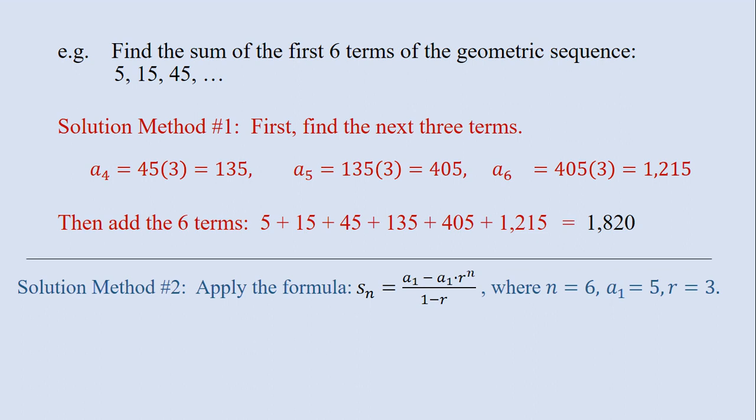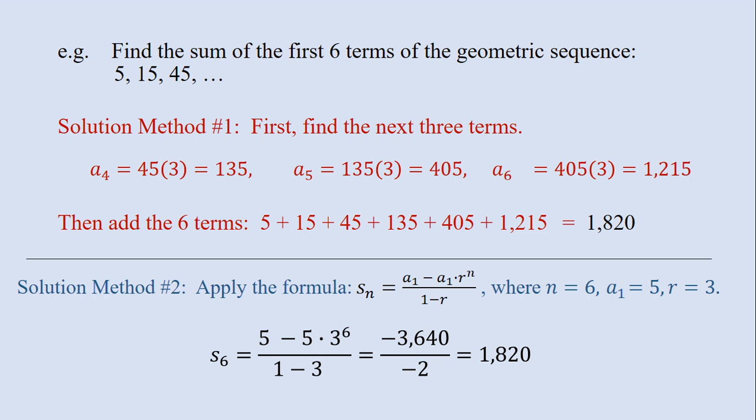Method 2 involves applying the formula S sub n equals a sub 1 minus a sub 1 times r to the n over 1 minus r. But this time n is 6 since I want to get the sum of the first 6 terms. A sub 1 of course is 5 because it's the first term, and r is 3.